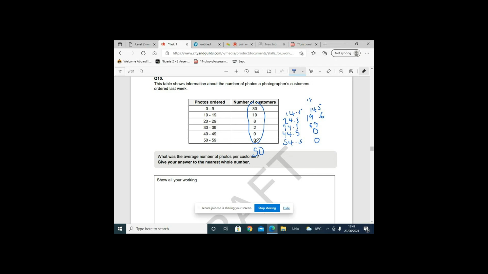135 plus 14 plus 145 plus 196 plus 69. That's going to be 545 divided by 50. Is it 10.9?